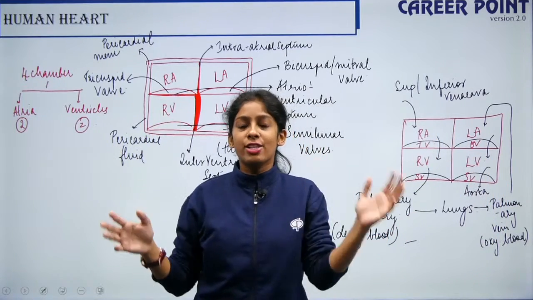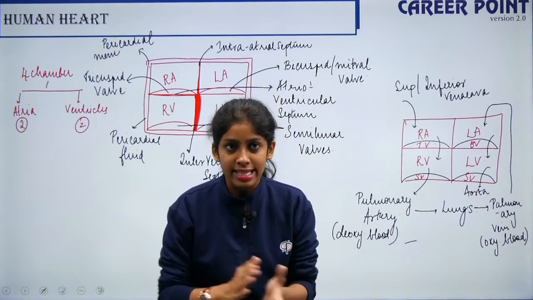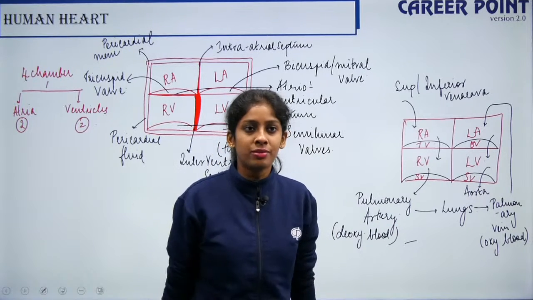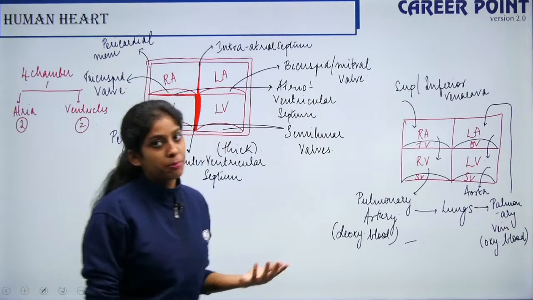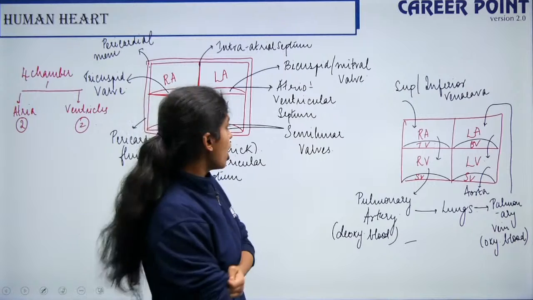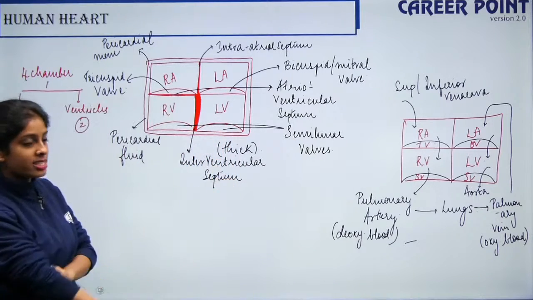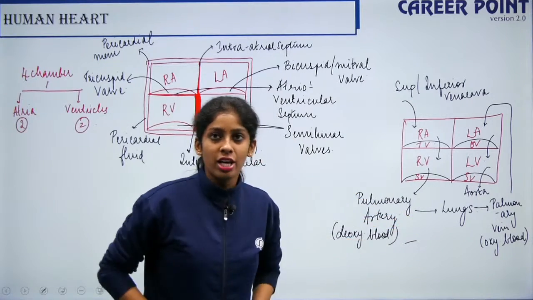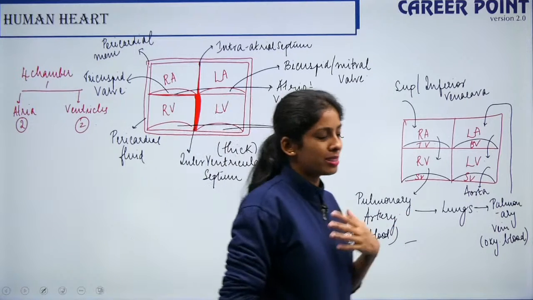Both the sides of the heart work simultaneously. Understood? Is it tough? It's pretty easy, right? So I guess the structure of the heart is clear and the flow is also clear. You should never forget this. It is pretty easy, right?